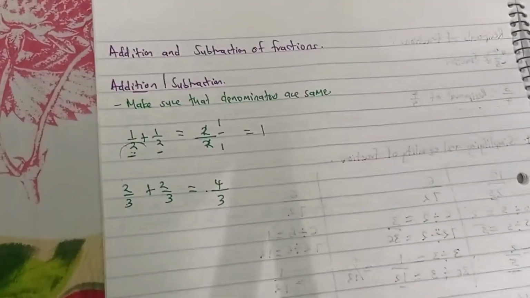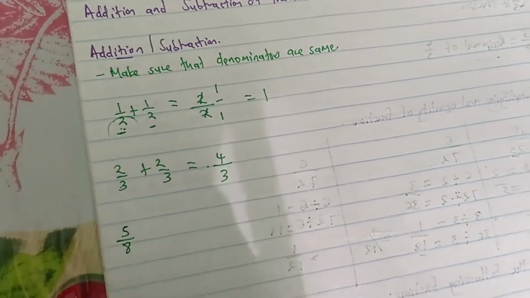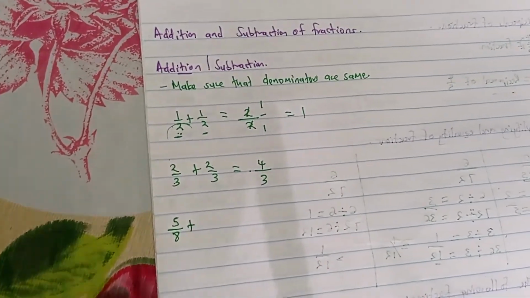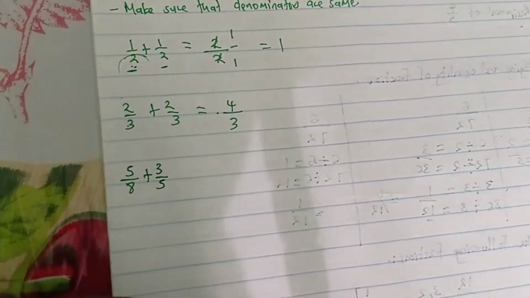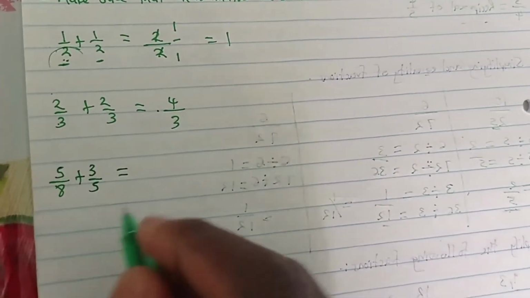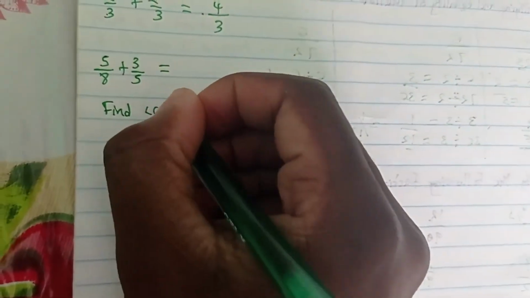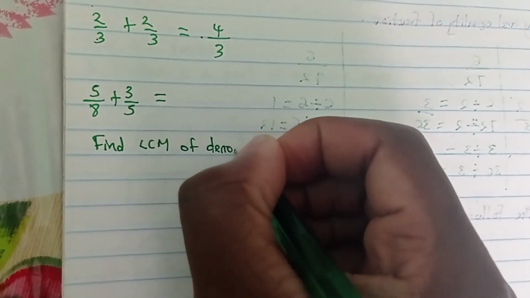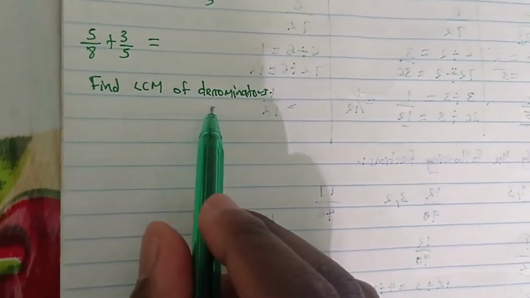So an example: 5 over 8 plus 3 over 5. What do you do? You find the LCM, the least common multiple, of the denominators. So you find the LCM of the denominators.